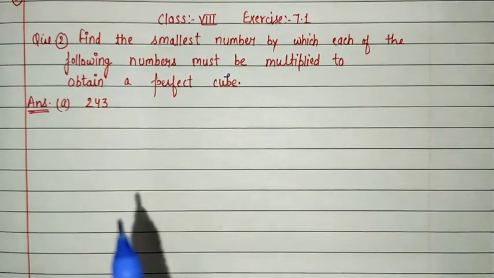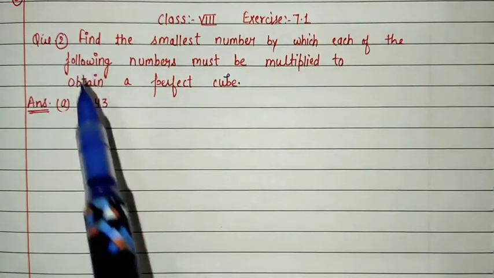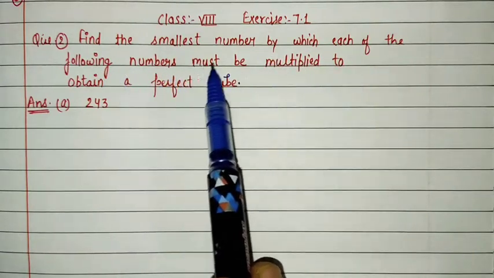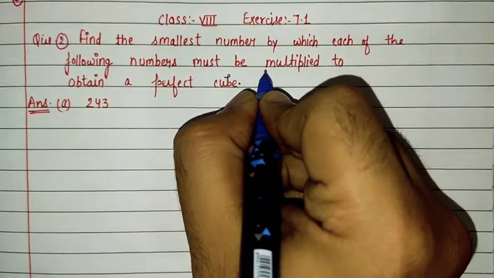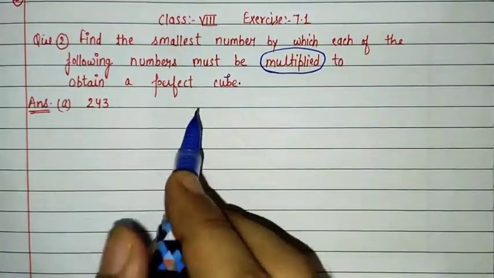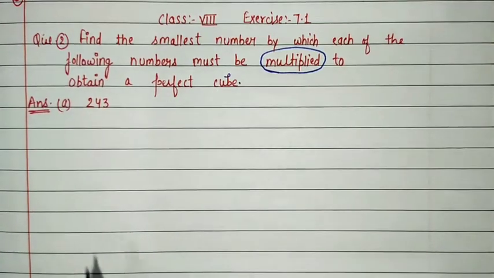Good morning students, this is exercise 7.1, question number 2. The question is: find the smallest number by which each of the following numbers must be multiplied to obtain a perfect cube number.